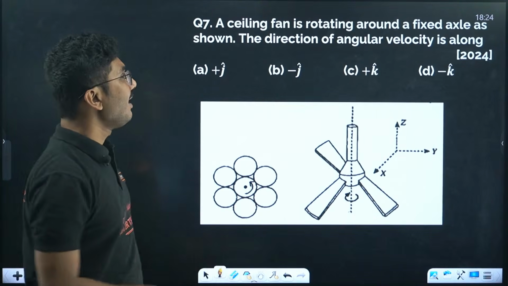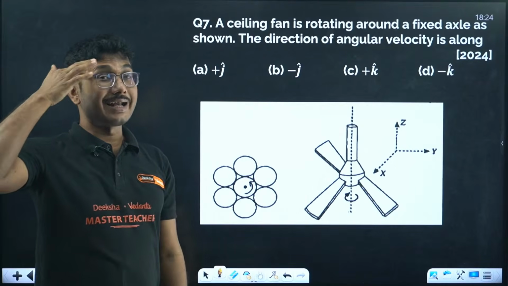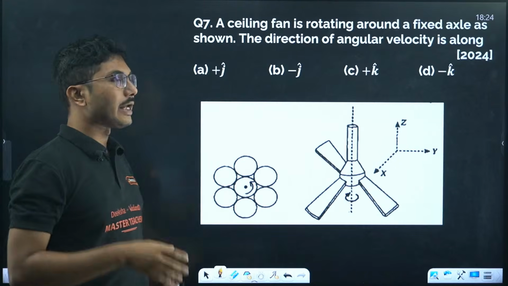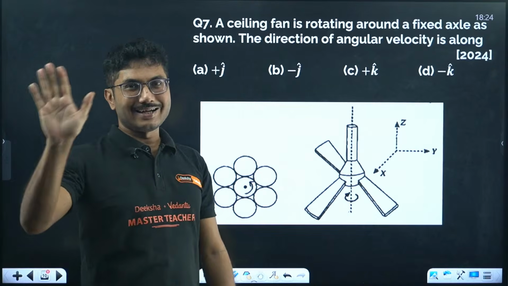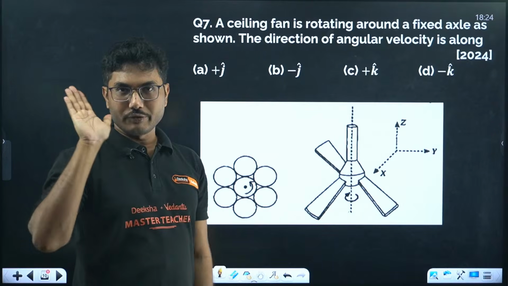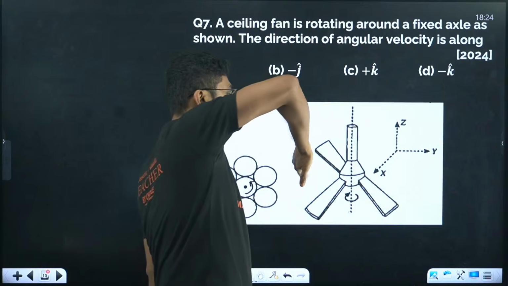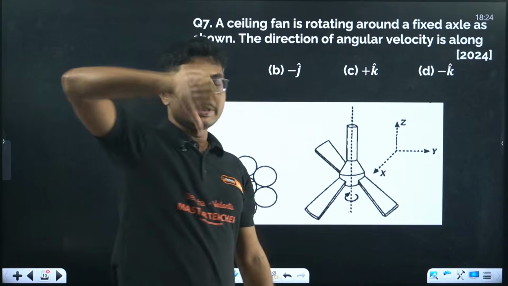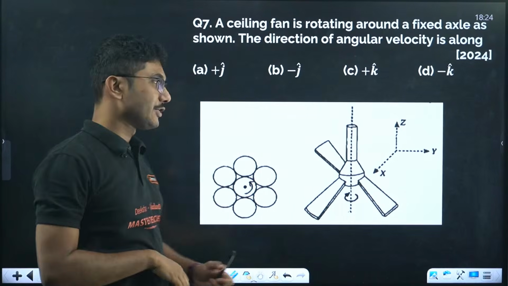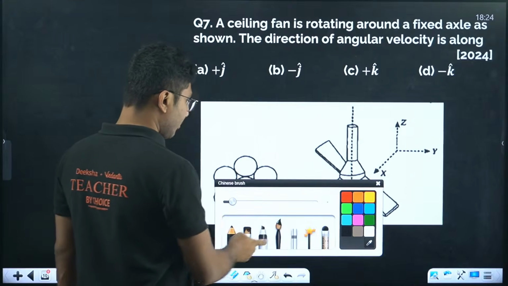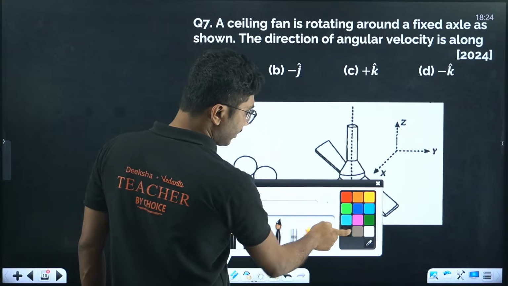Now what will be the angular velocity? What is the direction of angular velocity? How to calculate the direction? Very easy, right hand rule. Take your hand, rotate the fingers in the direction of rotation. Whatever is your thumb, that will point the direction of rotation, or direction of angular velocity.